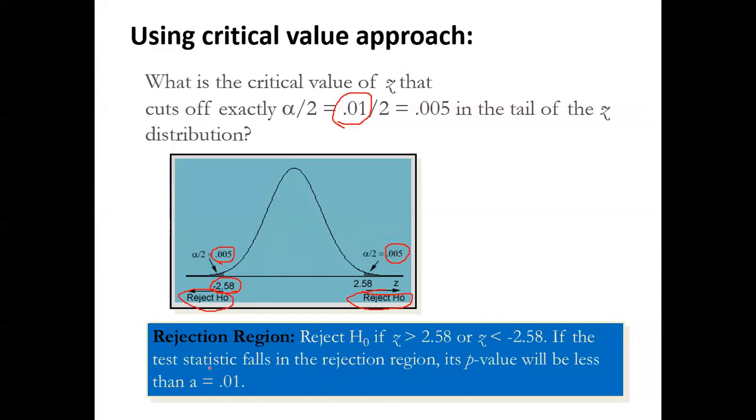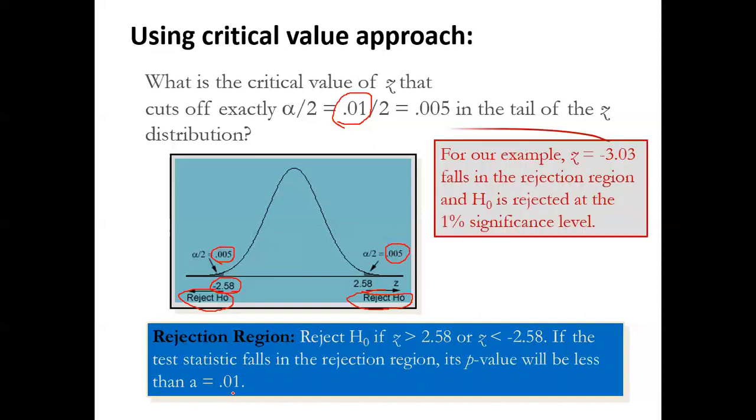So if the test statistic falls in the rejection region, its p-value will be less than alpha equal to 0.01, because the significant value should be the p-value is less than 0.01. Okay, now if the statistic falls in the rejection region, the p-value should be less than 0.01.